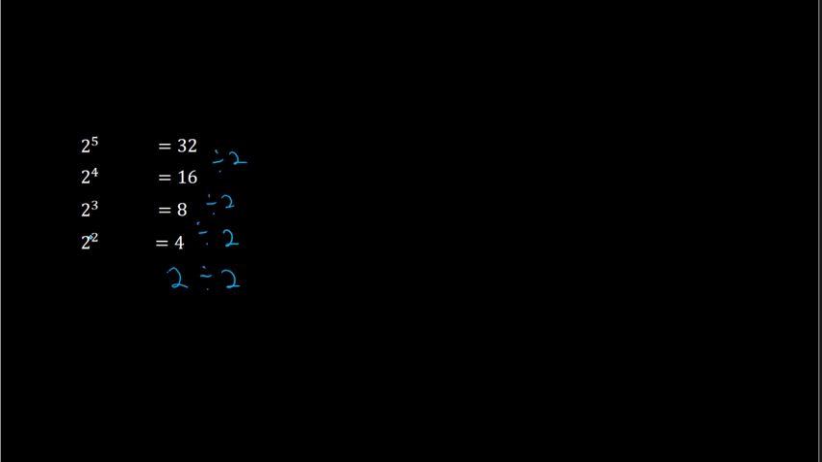And on the left side, notice the exponents. We have 5, 4, 3, 2. So the next one would be 2 to the first power. So 2 to the first power would equal 2, because the pattern each time is we're dividing by 2. 4 divided by 2 gives us 2.